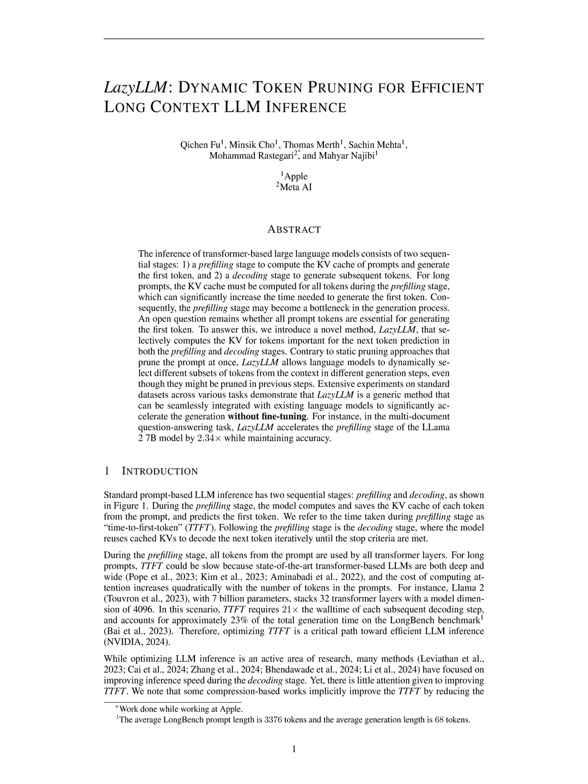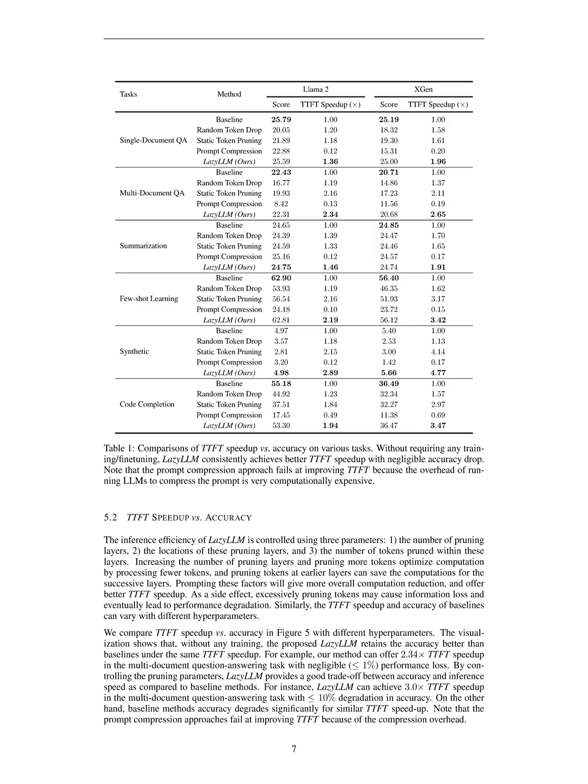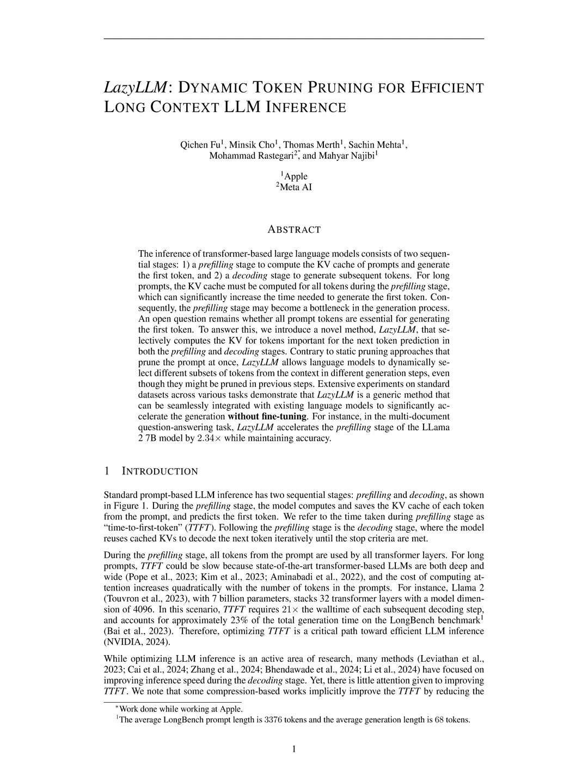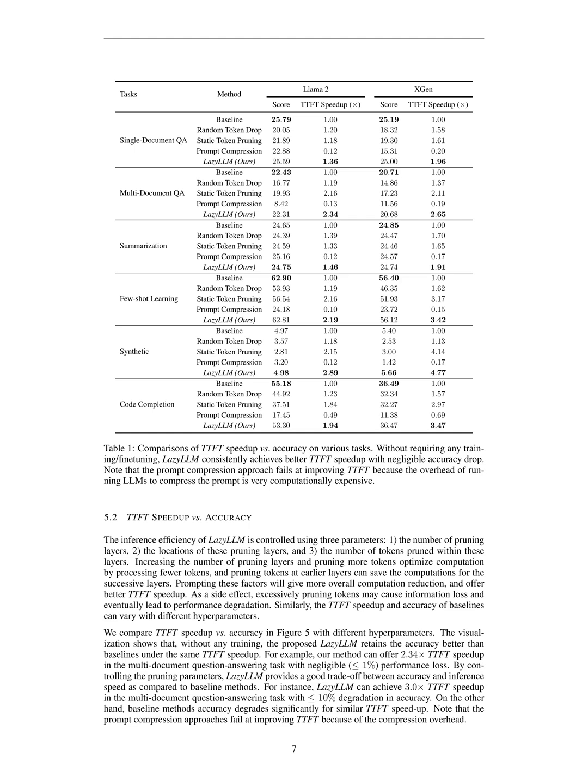LazyLLM demonstrated significant improvements in time to first token, TTFT speedup, while maintaining accuracy compared to baseline models. Specifically, in the multi-document question answering task, LazyLLM achieved a TTFT speedup of 2.34 times with a negligible accuracy drop of less than 1%. Furthermore, it was able to reach a TTFT speedup of 3.0 times with only a 10% degradation in accuracy. In contrast, baseline methods exhibited a more substantial accuracy decline for similar TTFT speedup levels.